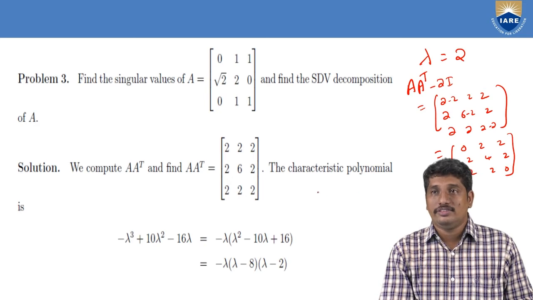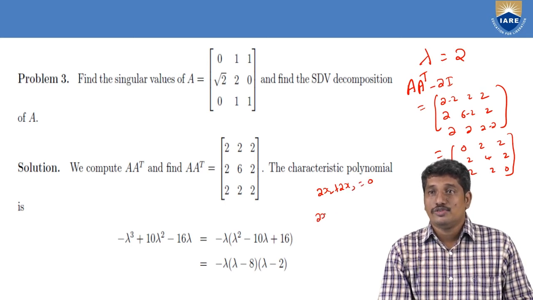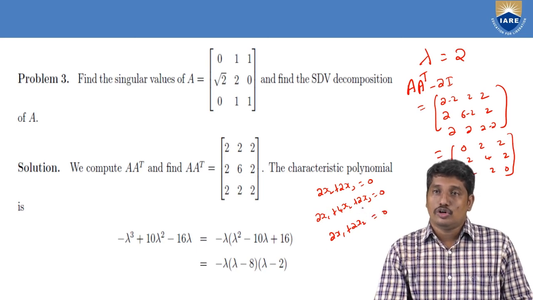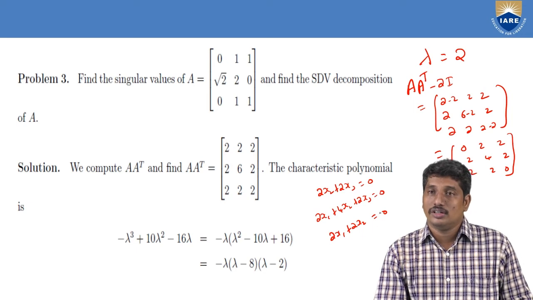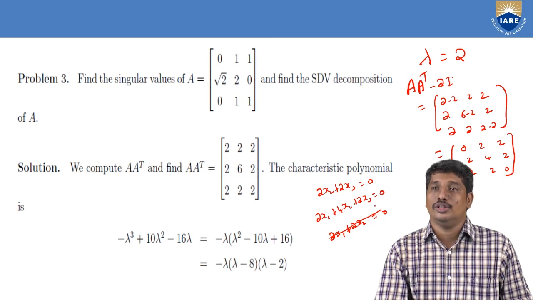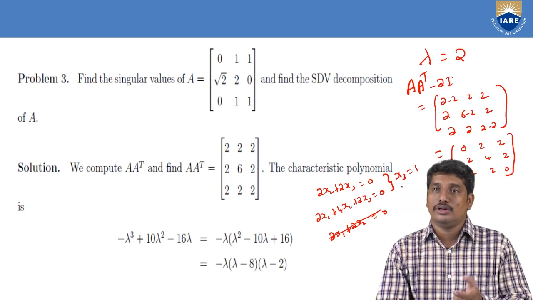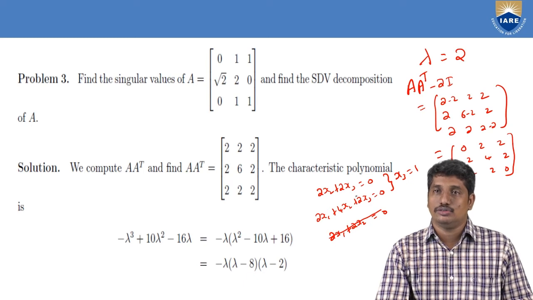With this, we can write the equations as 2x2 plus 2x3 is equal to 0, 2x1 plus 4x2 plus 2x3 is equal to 0, and 2x1 plus 2x2 is equal to 0. Here, to solve these three equations, we can ignore any one of them. By default, we are ignoring the third equation. We are considering these two equations only. From these two equations, we substitute x3 as 1 by default, just as we have done in the previous case.